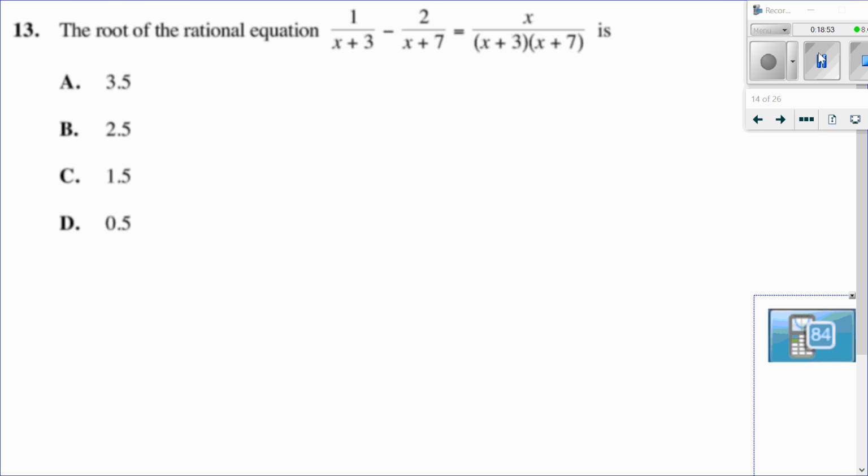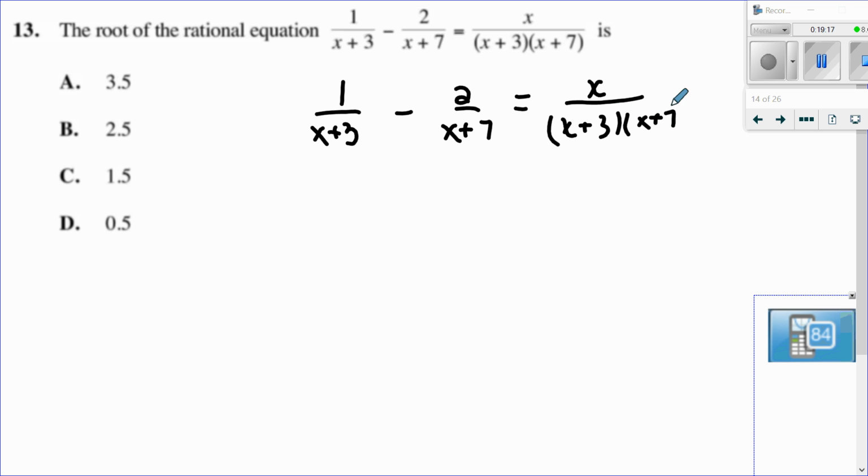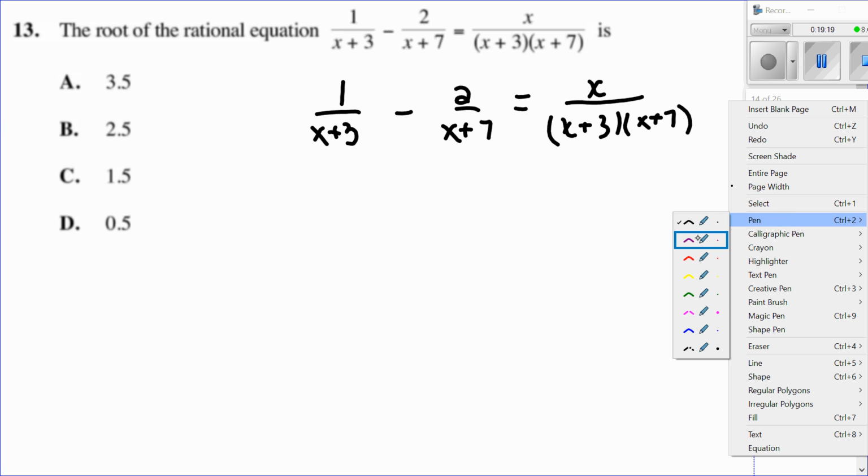Okay, question number 13. The root of the equation. So root means solution. Since I have 3 terms, I'm going to solve this by balance. Going to write it out. By balance, what I mean is I want to multiply everything by the lowest common denominator to get rid of all my fractions. So I'm just going to do this a piece at a time.